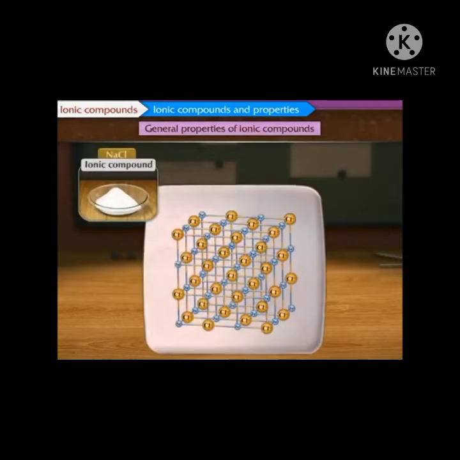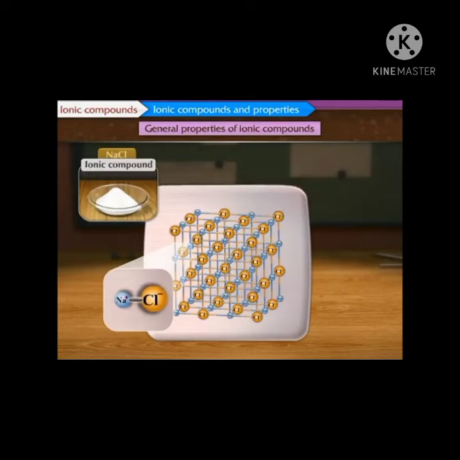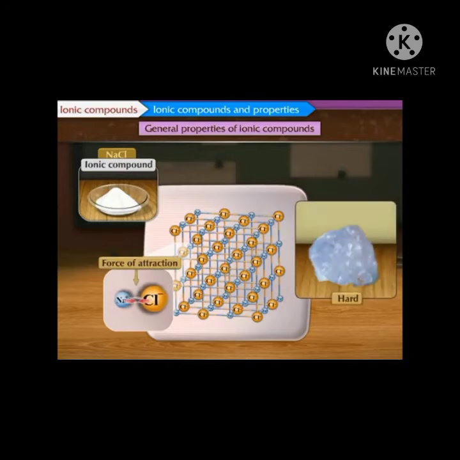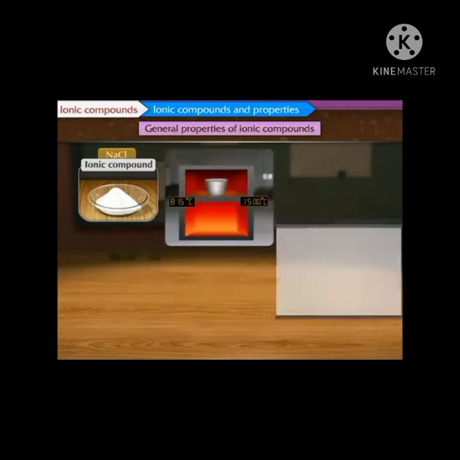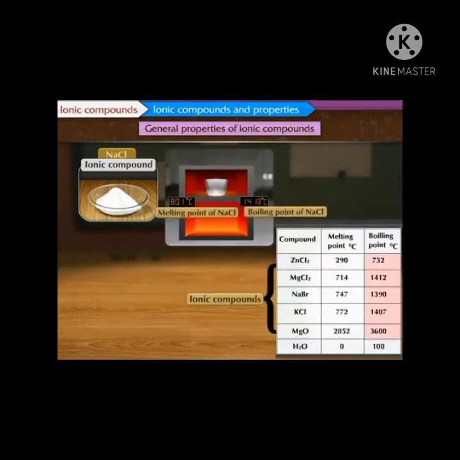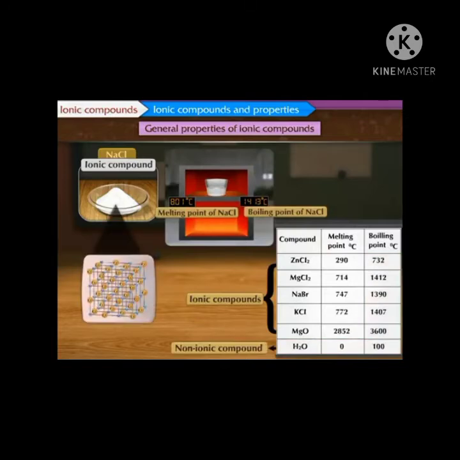General properties of ionic compounds. Ionic compounds exist in the solid state because the positive and negative charged ions are held together by a strong force of attraction. This also makes them hard. Ionic compounds are brittle and are broken down into pieces by applying pressure. Ionic compounds have high melting and boiling points compared to water, which is a non-ionic compound.